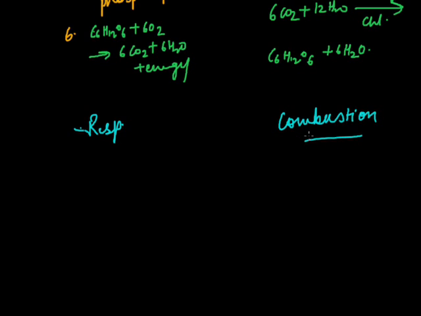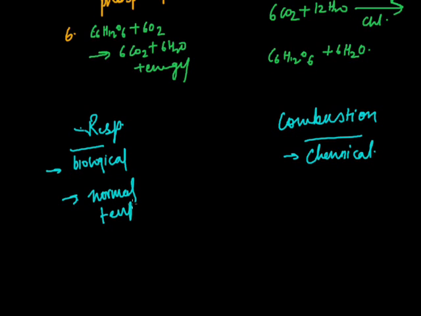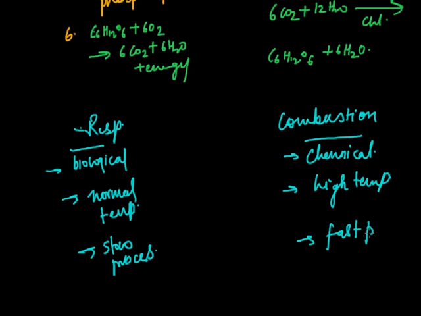The reasons for this are that respiration is a biological process, and on the other hand, combustion is a chemical process. Respiration takes place at normal temperature. On the other hand, combustion takes place at high temperatures. Respiration is a very slow process. On the other hand, combustion is a fast process. So these are the points of differences between combustion and respiration. Respiration cannot be called combustion.